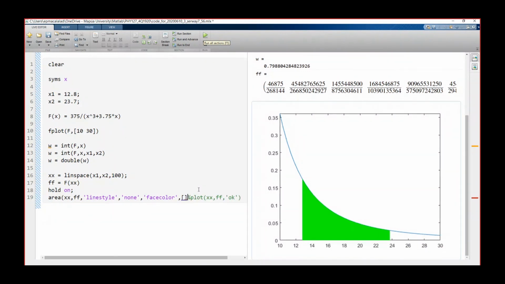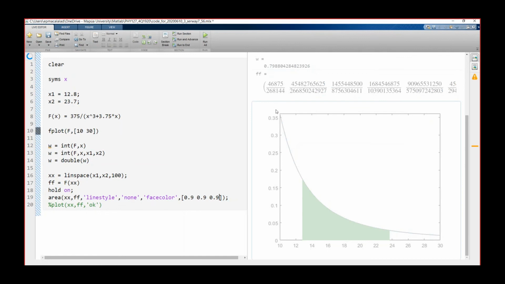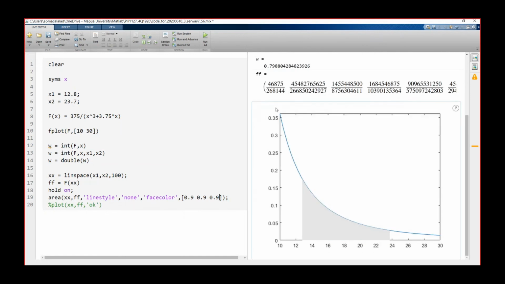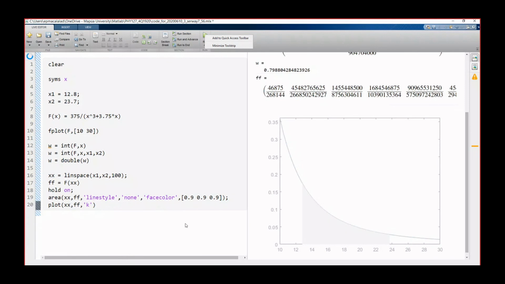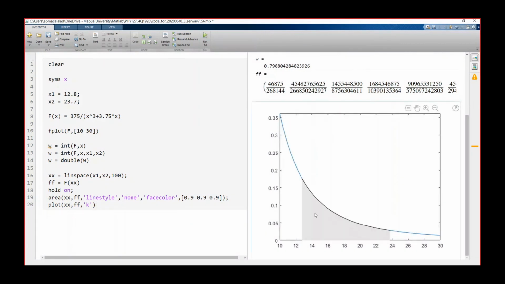This can be done by defining a specific set of red, green, and blue values. For RGB, black is 0, 0, 0 and white is 1, 1, 1. If we want a lighter gray, we set this as close as possible to 1, 1, 1, so 0.9, 0.9, and 0.9. So that's your area under the curve. Of course, we can add this plot, but let's remove the markers and make it a line. So this is the area under the curve. That's it. Easy, right?